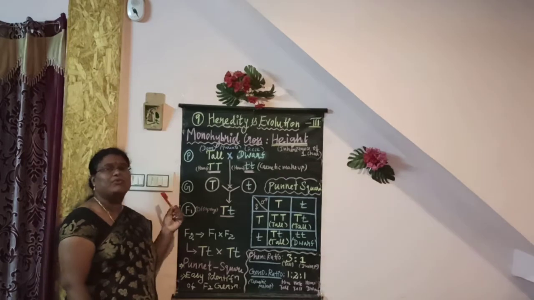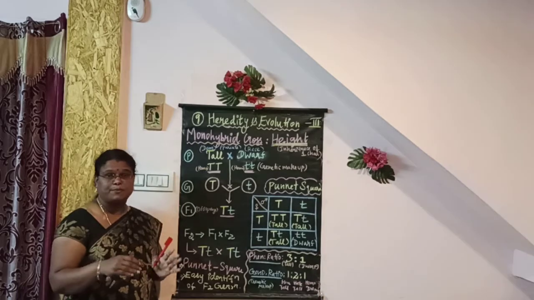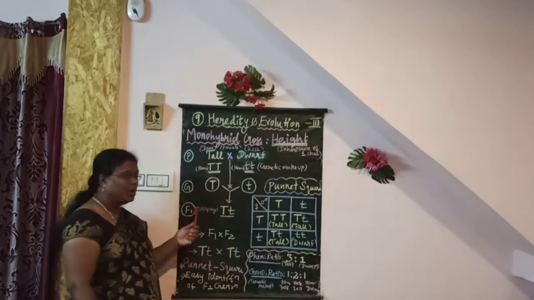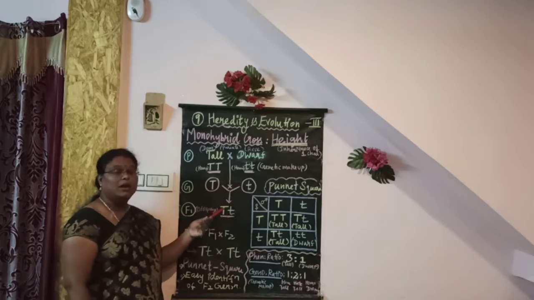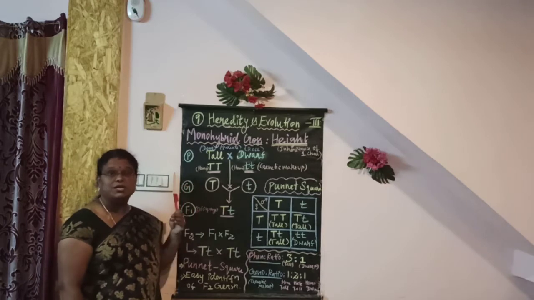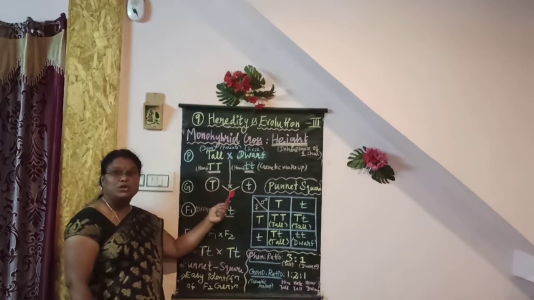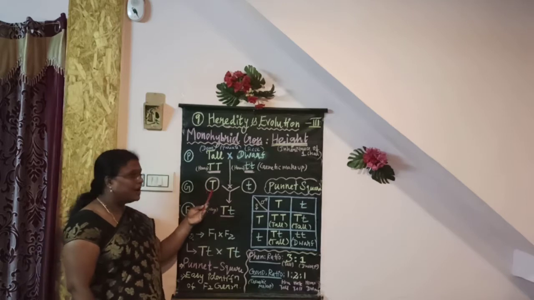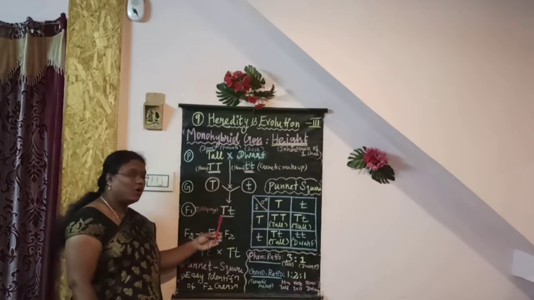F1 means first generation, the first filial generation. We'll see what type of offspring Mendel got in the F1 generation. He got capital T and small t. In the previous video on the law of segregation, we saw that the law of segregation states that the resultant offspring will receive each gene from the two parents. So see here, capital T it receives from the dominant parent, and small t it receives from the dwarf parent. So this law is called the law of segregation.